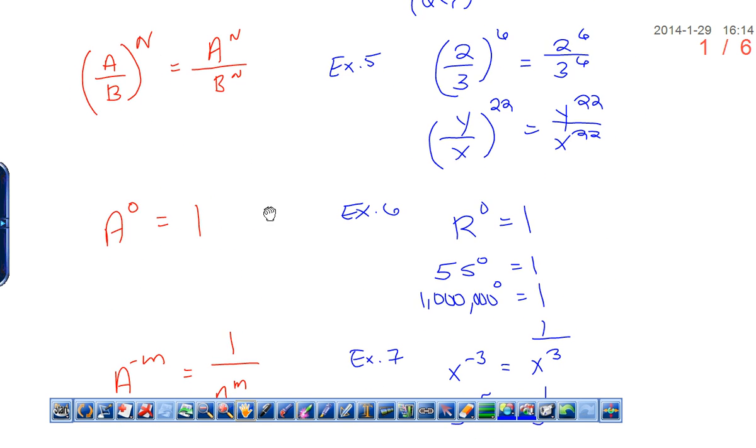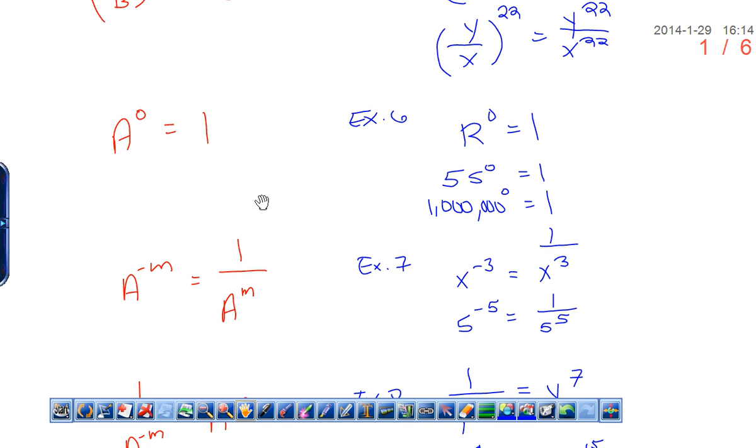Next one is a super duper easy one. Anything raised to the 0 power is 1. So r to the 0, 55 to the 0, a million to the 0 is all just 1. Don't get mixed up with that. It's not 0. It's definitely 1.